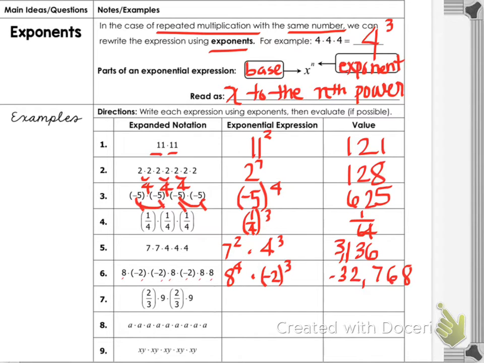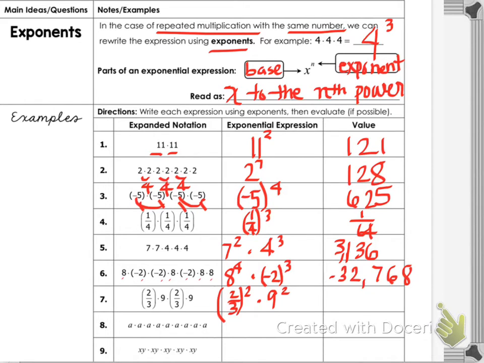For the next one, same thing. We can use the commutative property, or you can simply group them as you write them in exponential form here. We have, if we want to start off with a fraction, we would have 2/3 raised to the second power times 9 raised to the second power.